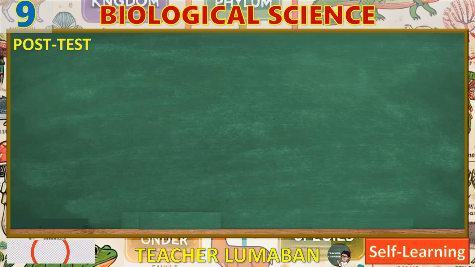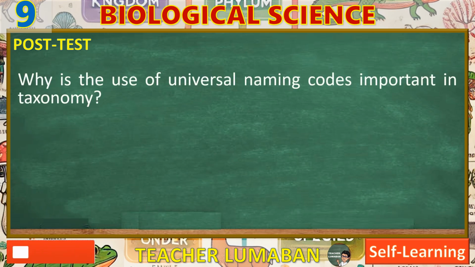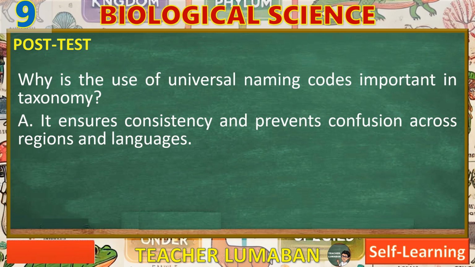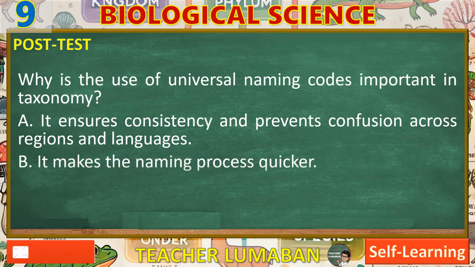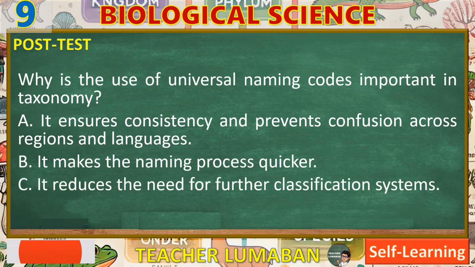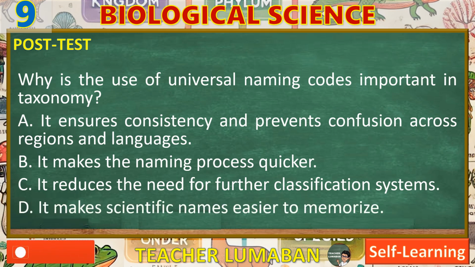Why is the use of universal naming codes important in taxonomy? A. It ensures consistency and prevents confusion across regions and languages. B. It makes the naming process quicker. C. It reduces the need for further classification systems. D. It makes scientific names easier to memorize.